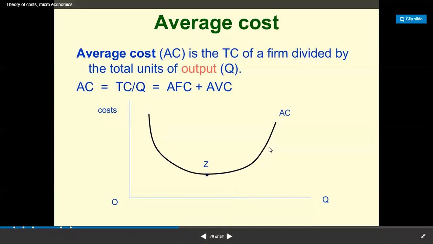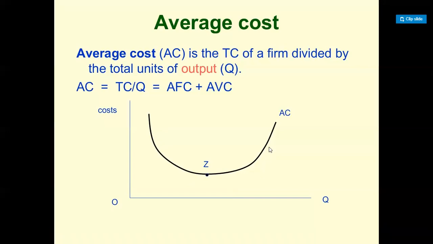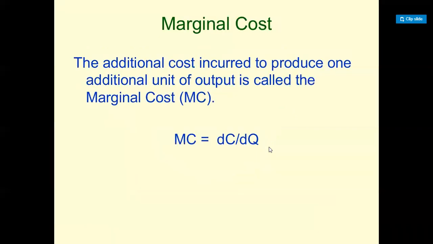Because of that, AVC falls more than AFC, and therefore AC starts rising. So this is the thing that happened here in the AVC. The average cost, I will explain to you with the help of a numerical. First of all, we will go through the marginal cost also, so it is easy to see all the things in one figure.